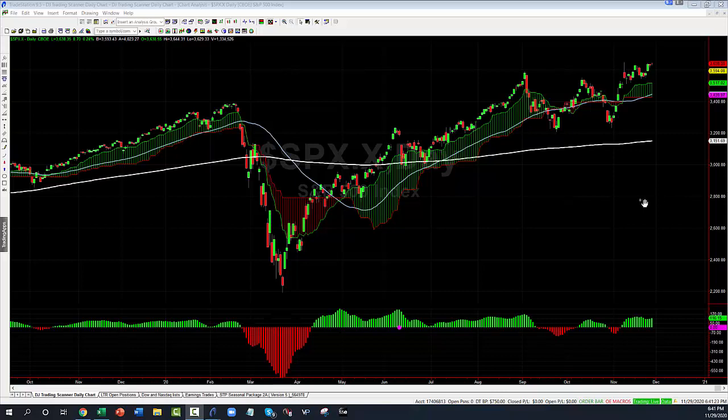So I'm showing the S&P 500 daily chart here, and we had the news of the vaccine, and that drove a run up in the market into new highs. We've been channeling and just flirting with new highs, but not really. The momentum has died and it's going sideways.